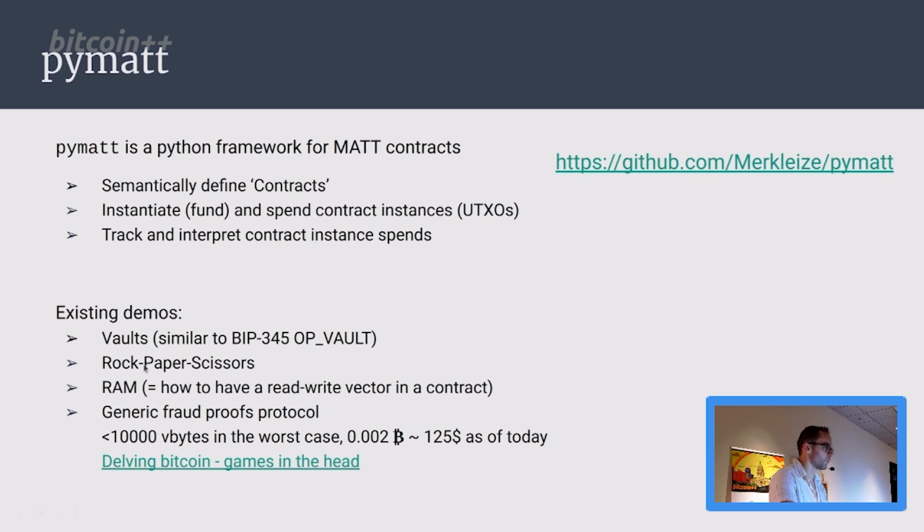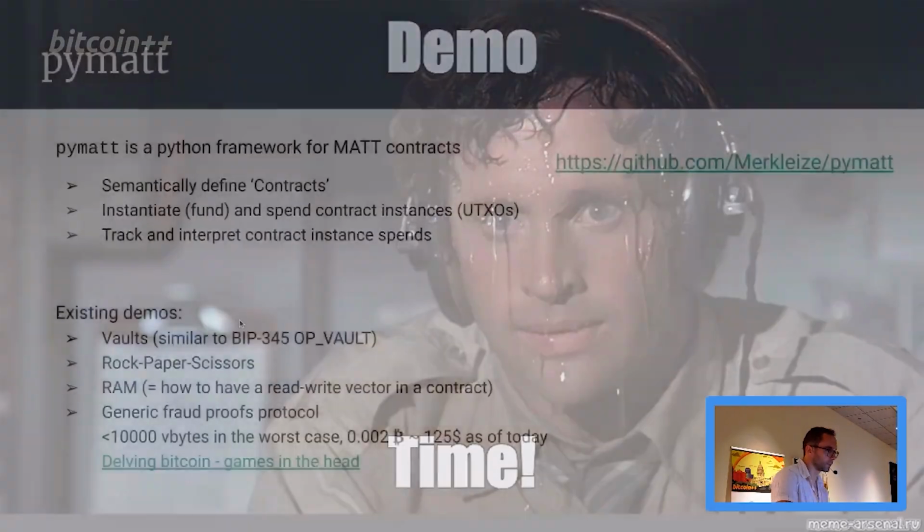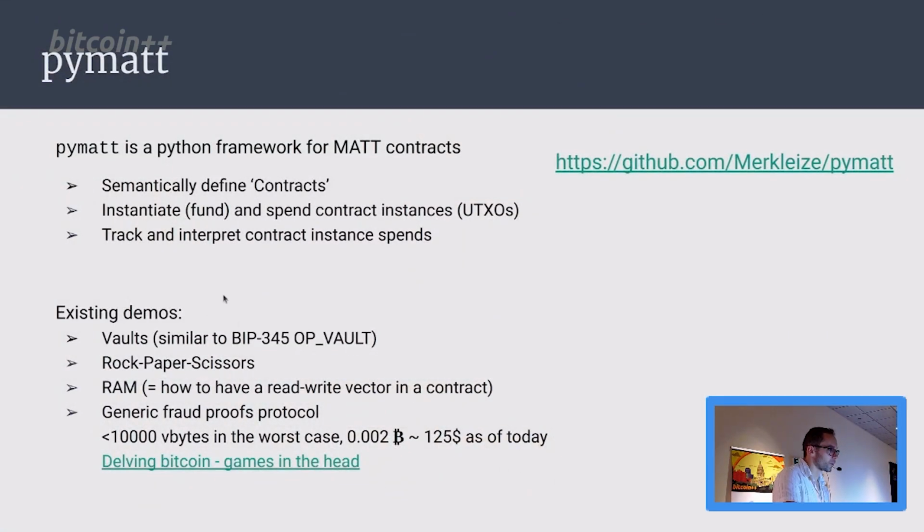And I have 4 demos implemented so far. One is the vaults that is similar to Upvault. I have rock, paper, scissors, because why not? It's a very convenient academic game for playing with these things. And I have an implementation of what I call a RAM, which is just a proof of concept of using Merkle trees to work with large amounts of data inside the contract, just to store and read and write from a memory, let's say. And then I have an implementation of the generic fraud-proof protocol, which is basically the idea of the bisection that allows to do arbitrary computation.